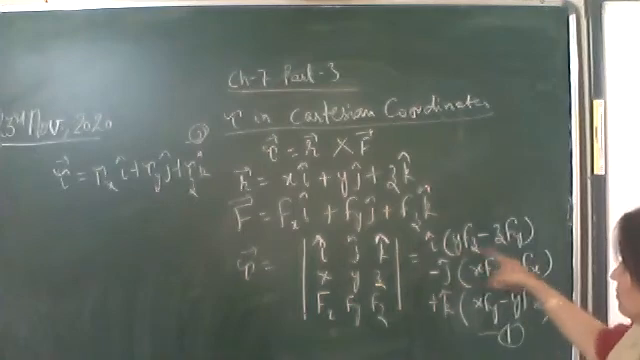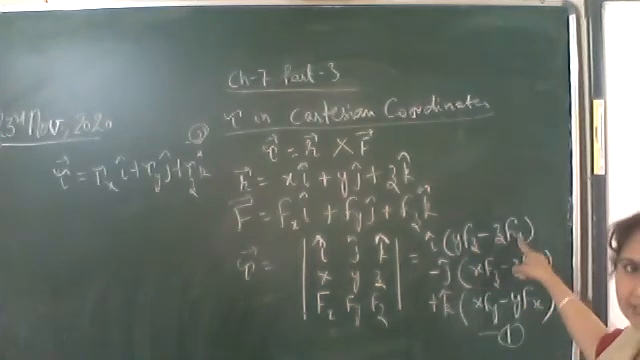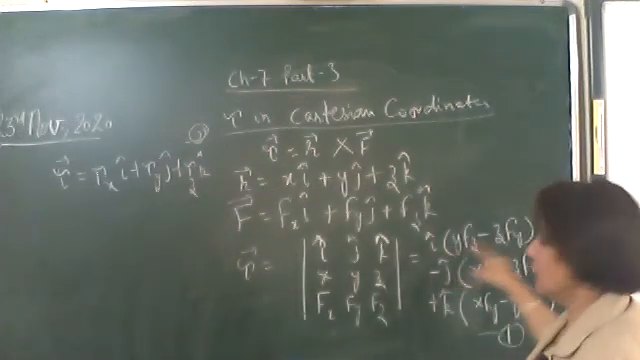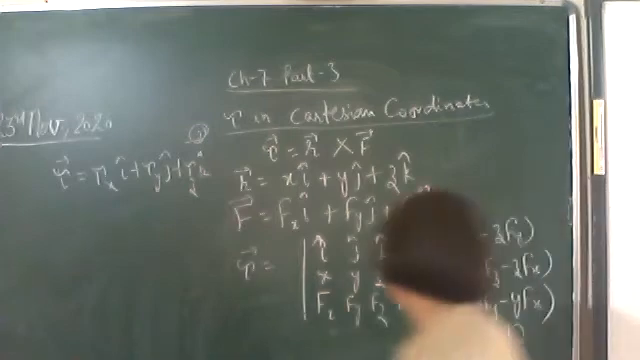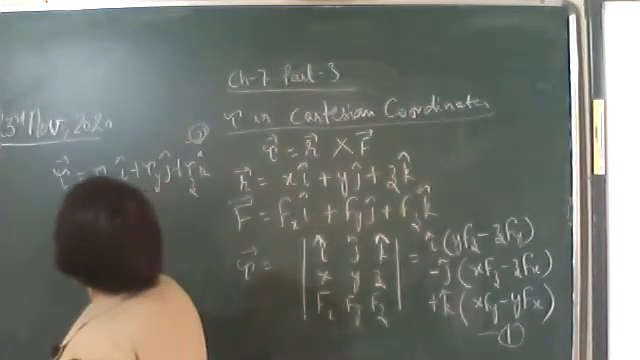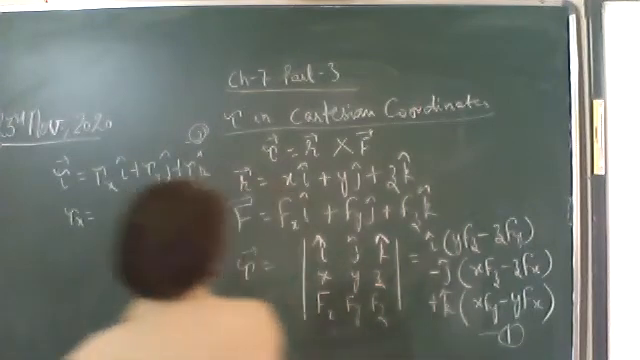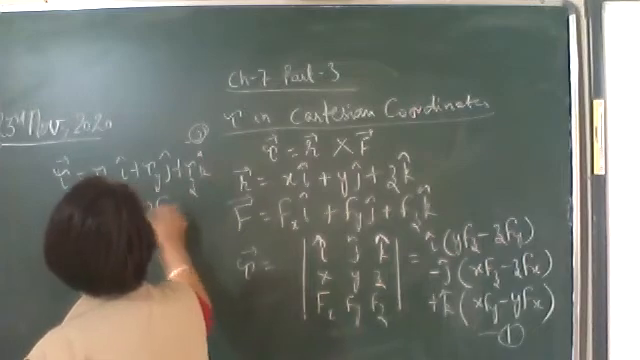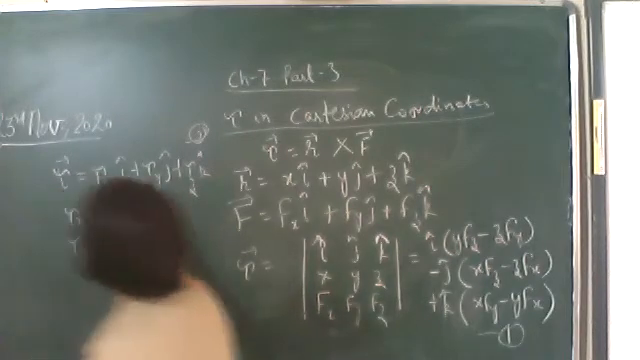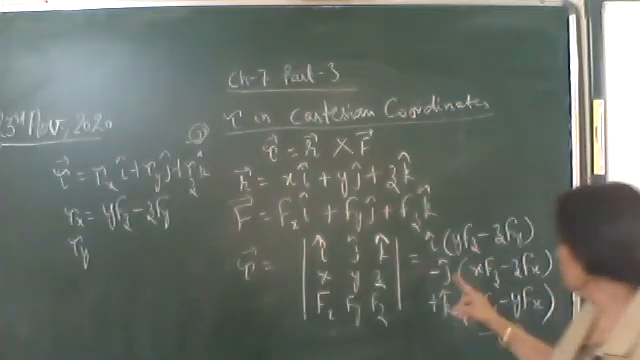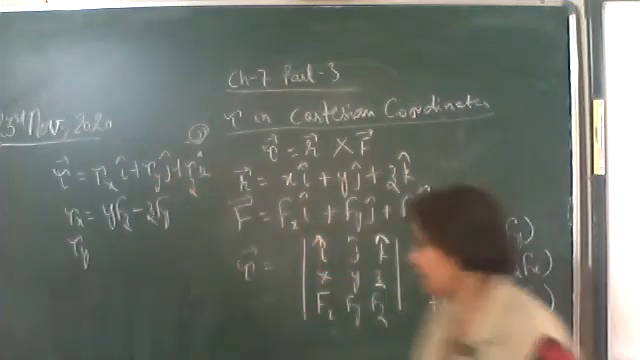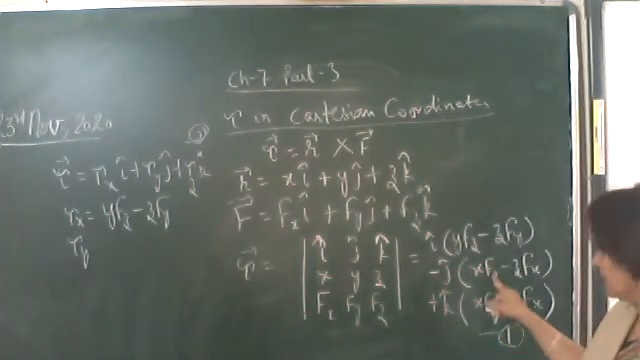Tau x is equal to y fz minus z fy. This is tau x i cap, and this is also i cap into this, so this component will be tau x. So tau x is equal to y fz minus z fy. The same way, for the component of tau along y axis, take this minus sign inside. Why? Here it is plus tau y into j cap, so here also it should be plus tau y into j cap. This component will be tau y.